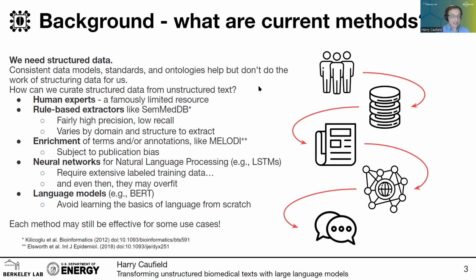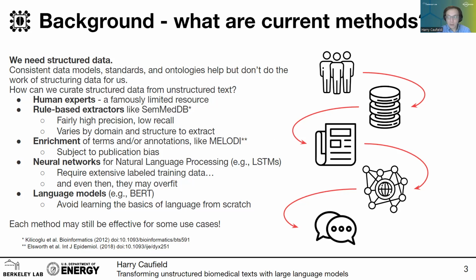Then we also have methods that are based on term enrichment or annotation enrichment, where you're trying to find some kind of a correlation between the frequency of a particular term and some other factor, like a context or a topic. This unfortunately can sometimes be subject to publication bias, where some things are just studied more often. If you're looking at something like TP53, that's certainly going to show up a lot more than some yet uncharacterized gene.